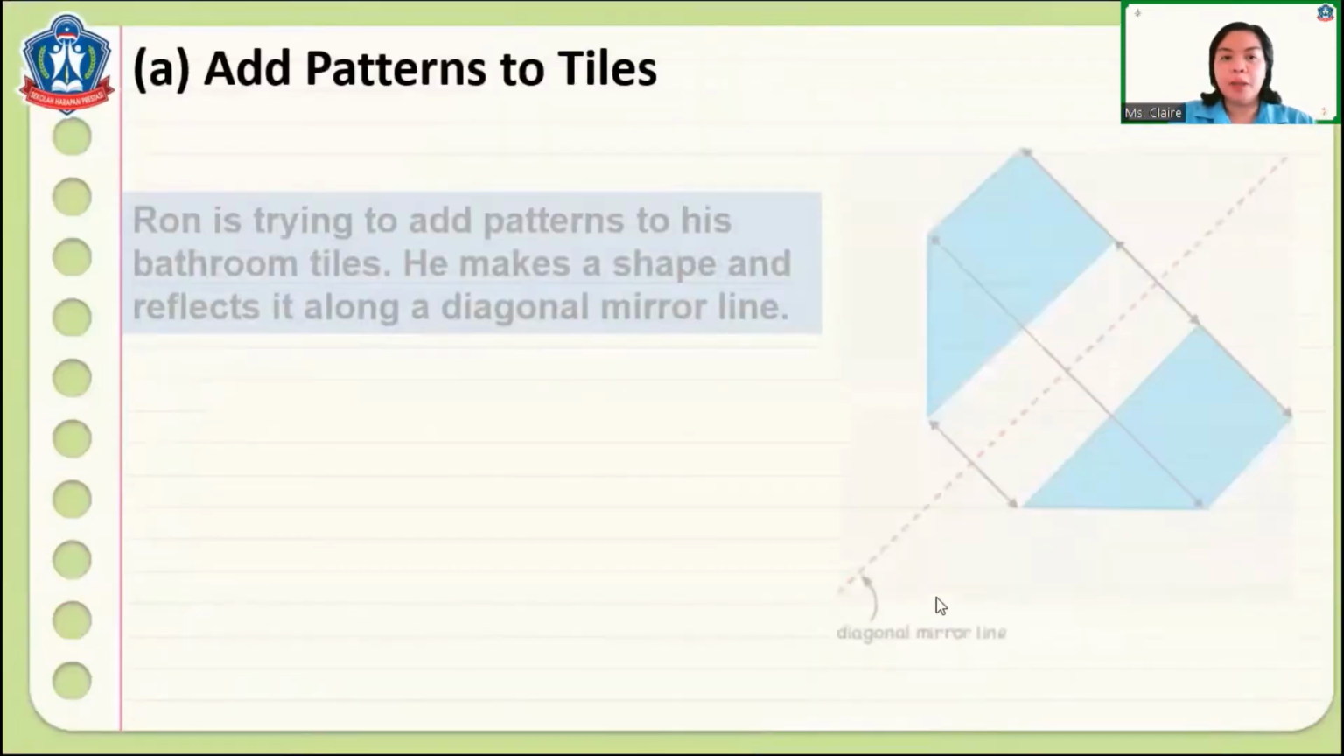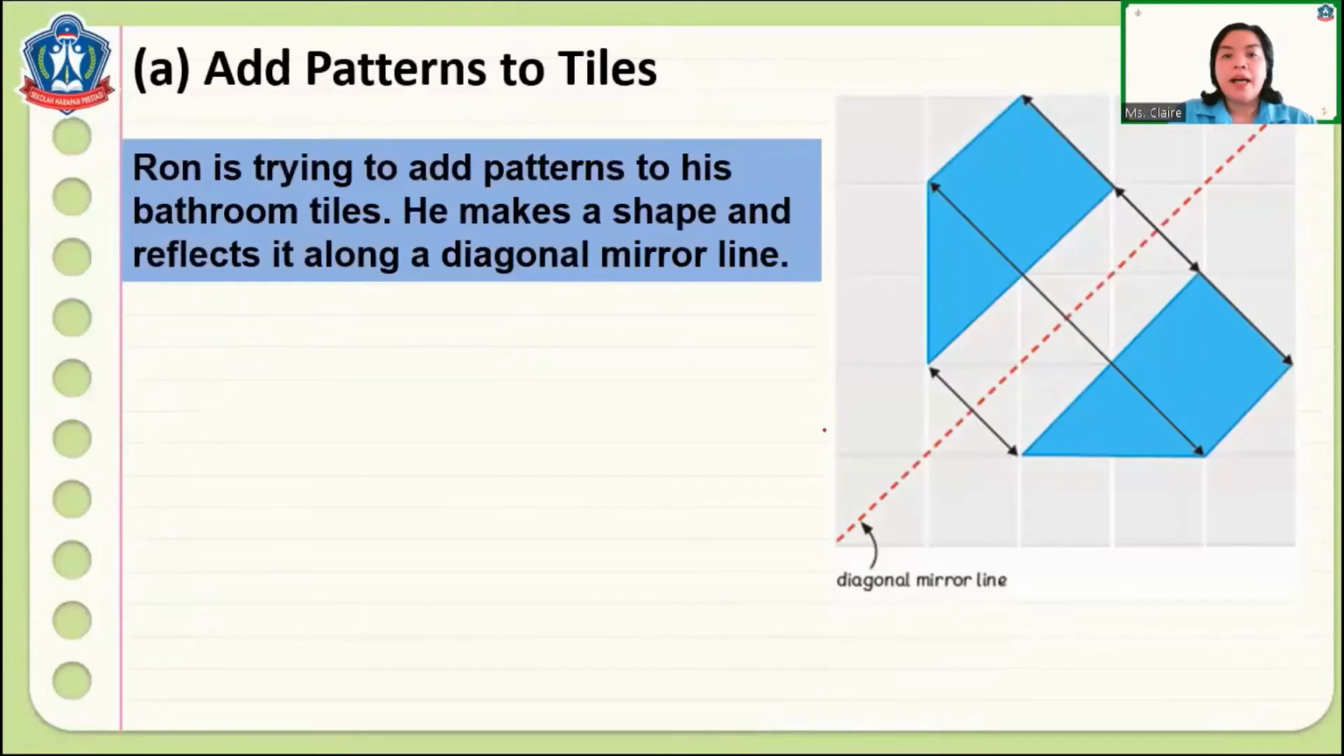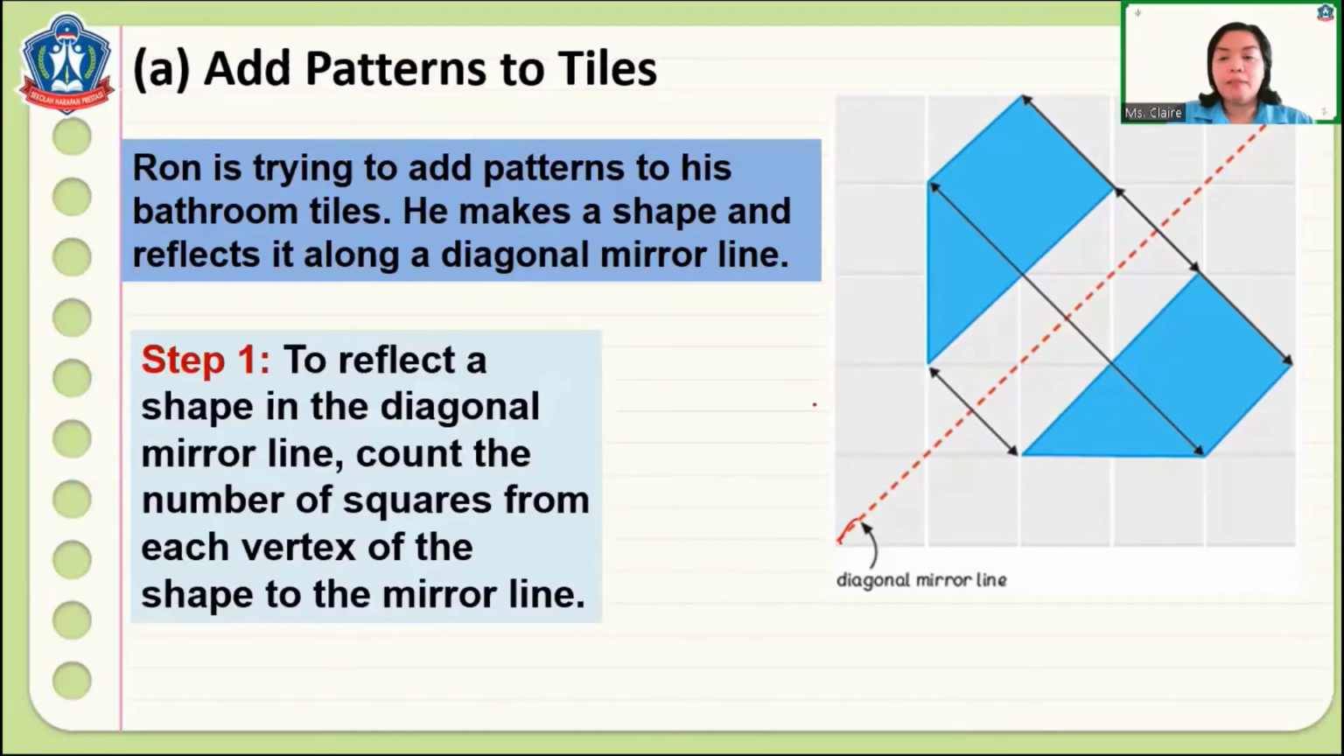Look at this example. Ron is trying to add patterns to his bathroom tiles. He makes a shape and reflects it along a diagonal mirror line. So this red line here is our diagonal mirror line. How do we reflect the shape in a diagonal mirror line? Count the number of squares from each vertex of the shape to the mirror line. For example, this is our vertex. Vertex means the corners of a shape.